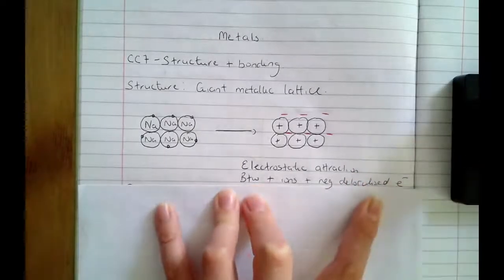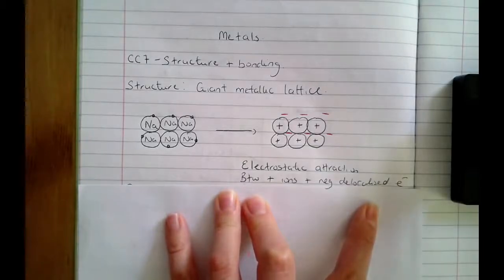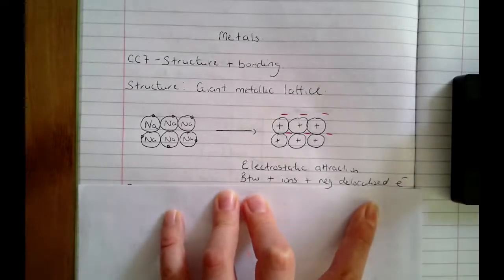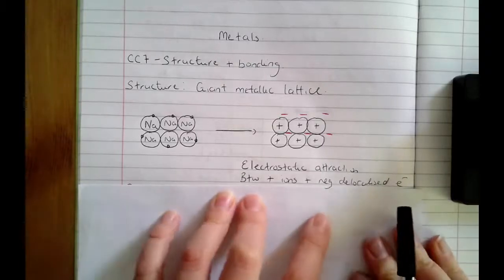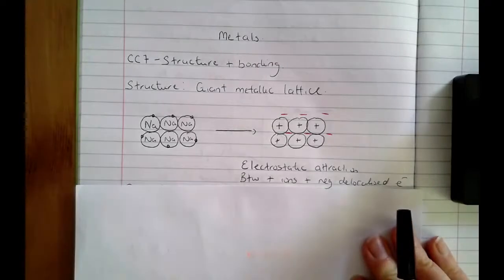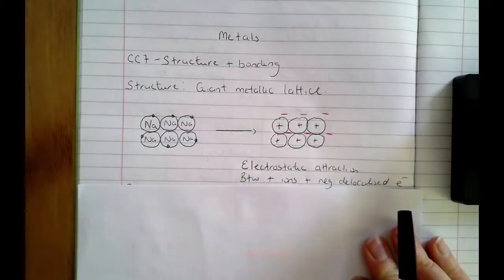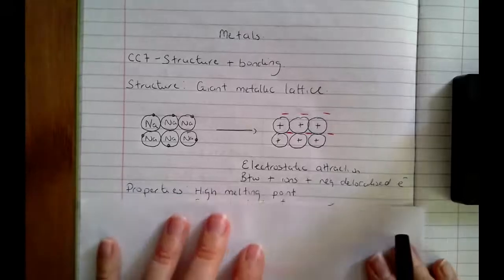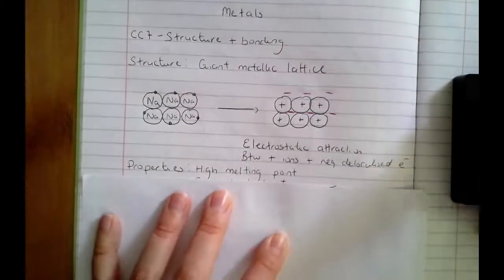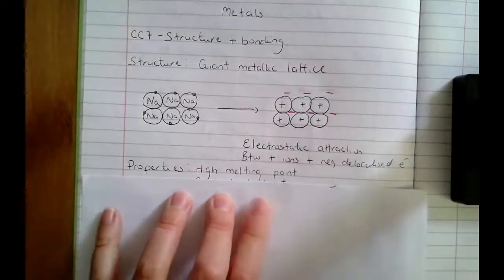Now we've come across the electrostatic attraction before, and we've seen that it is very strong. When we looked at ionic bonding, we saw that there was a strong electrostatic attraction that was difficult to break, and that meant that ionic compounds had high melting points. It's exactly the same for metals. That electrostatic attraction is very strong. A lot of energy is required to break it, and that means that metals have high melting points and are solid at room temperature.